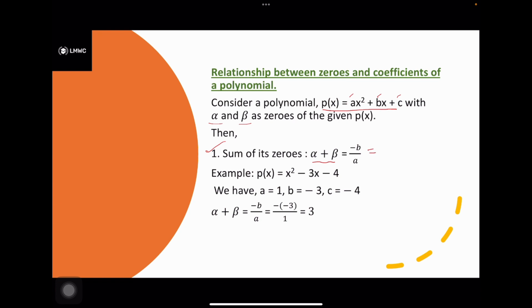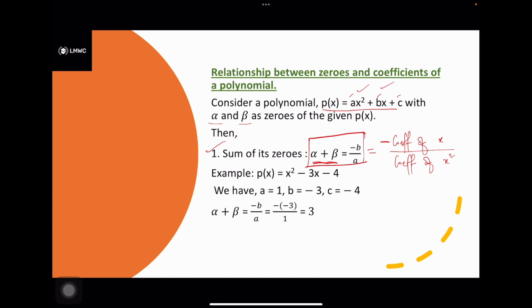So b is our coefficient of x, and a is the coefficient of x squared, right? As you can clearly see from here. And we have a negative here, so this negative is according to the formula. So alpha plus beta is equal to minus coefficient of x by coefficient of x squared. So this is our first formula.